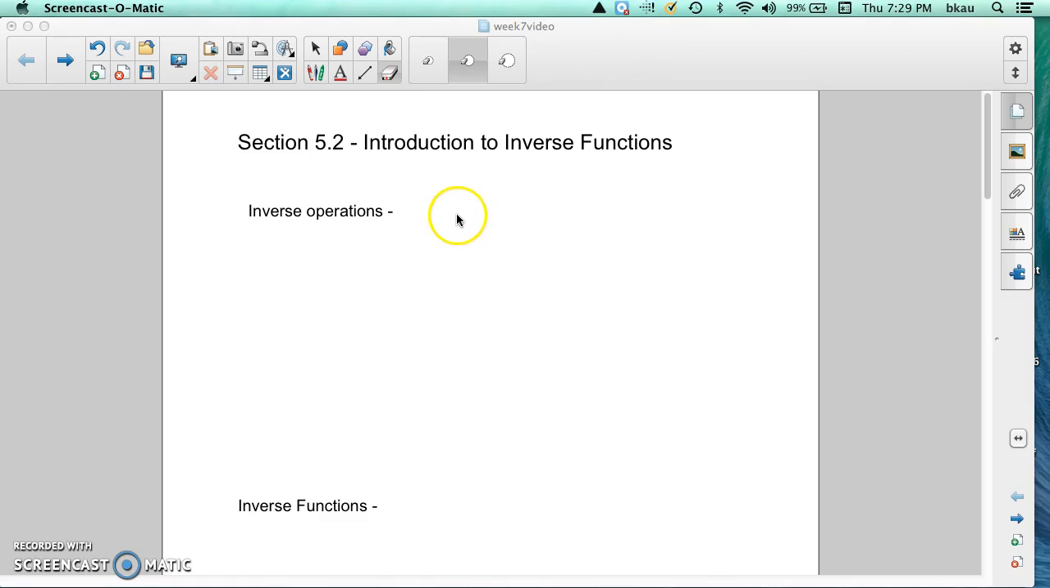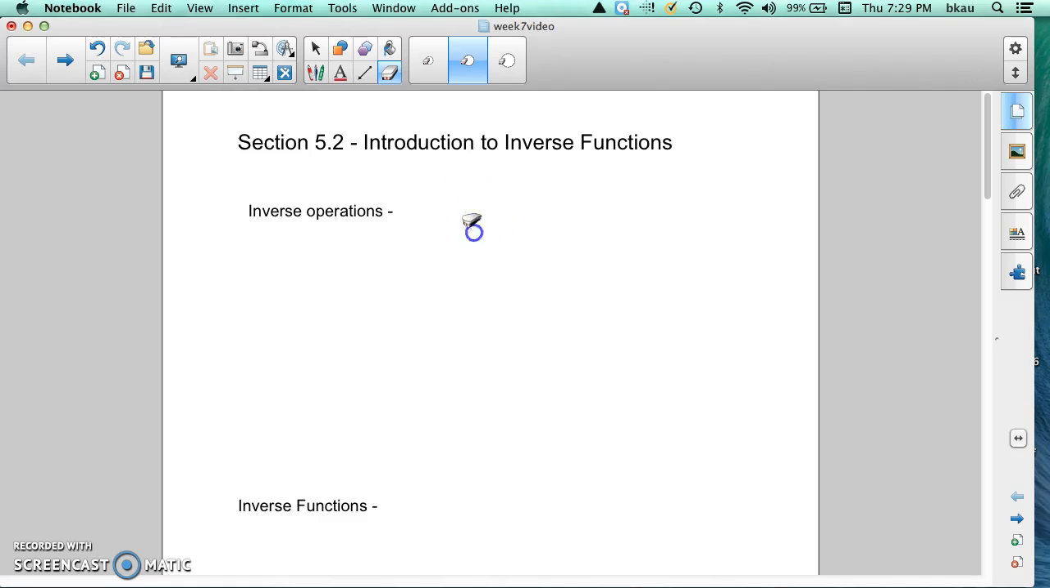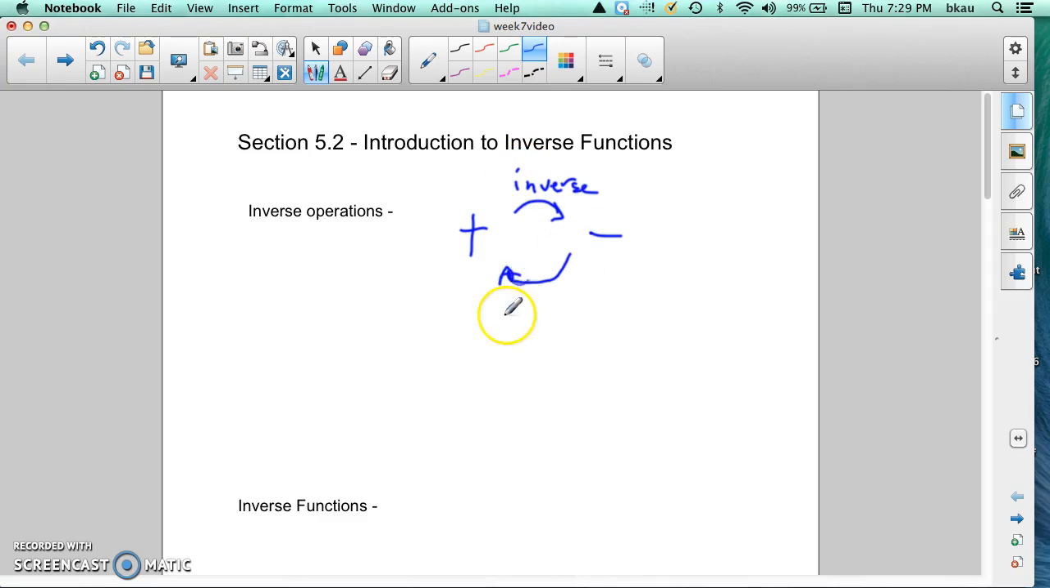So let's just take an example. A simple example would be addition. Its inverse would be subtraction. So the inverse of addition would be subtraction. The inverse of subtraction would be addition. The inverse of multiplication is division. And the inverse of division is multiplication.